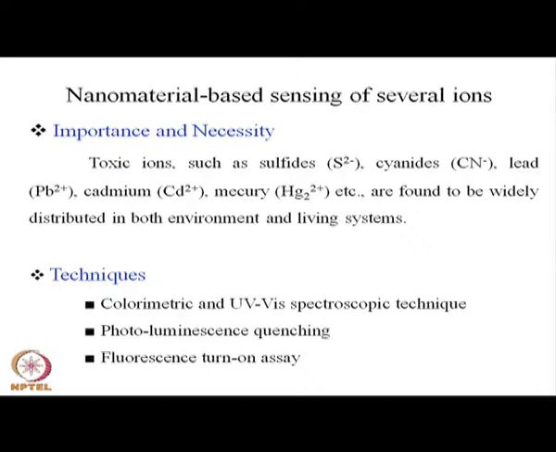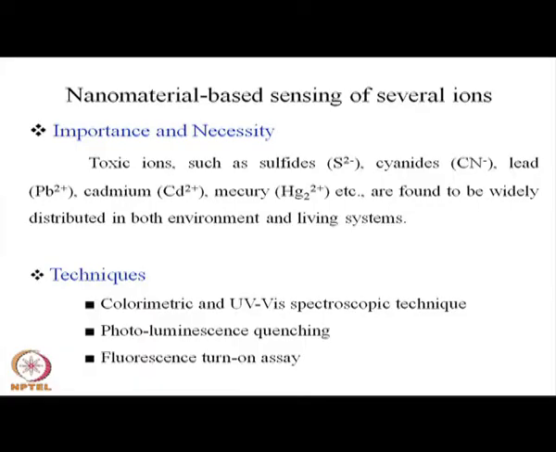So what are the possible techniques for nanomaterial based sensing? Possible techniques could be the colorimetric UV visible spectroscopic technique. It is again a spectroscopic technique, where you measure the color, or you may measure the absorbance maxima and also the absorbance at some wavelength, and using that you can estimate your ions.